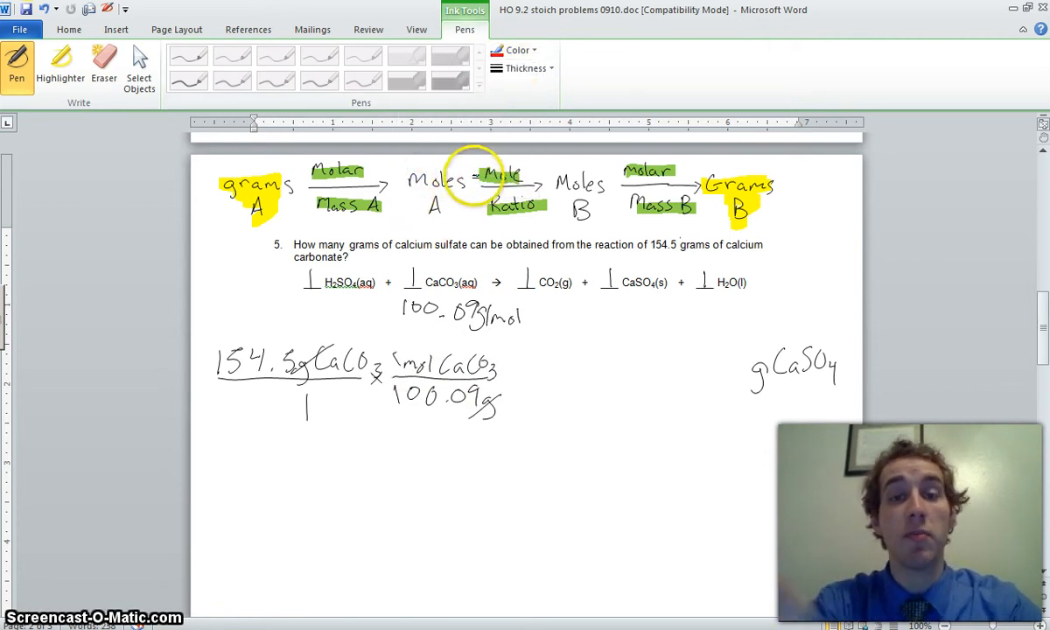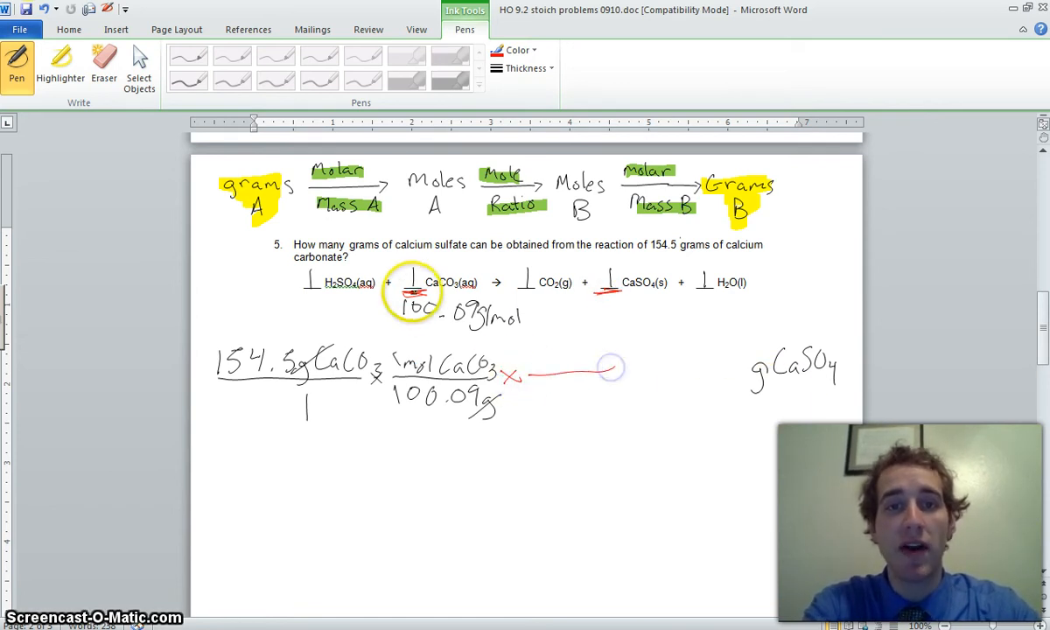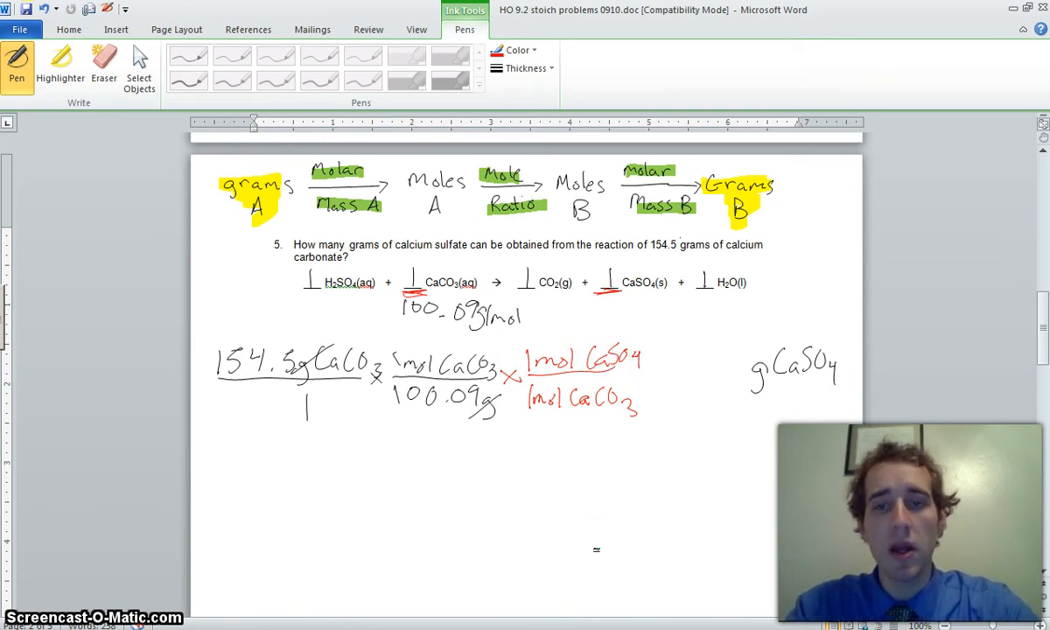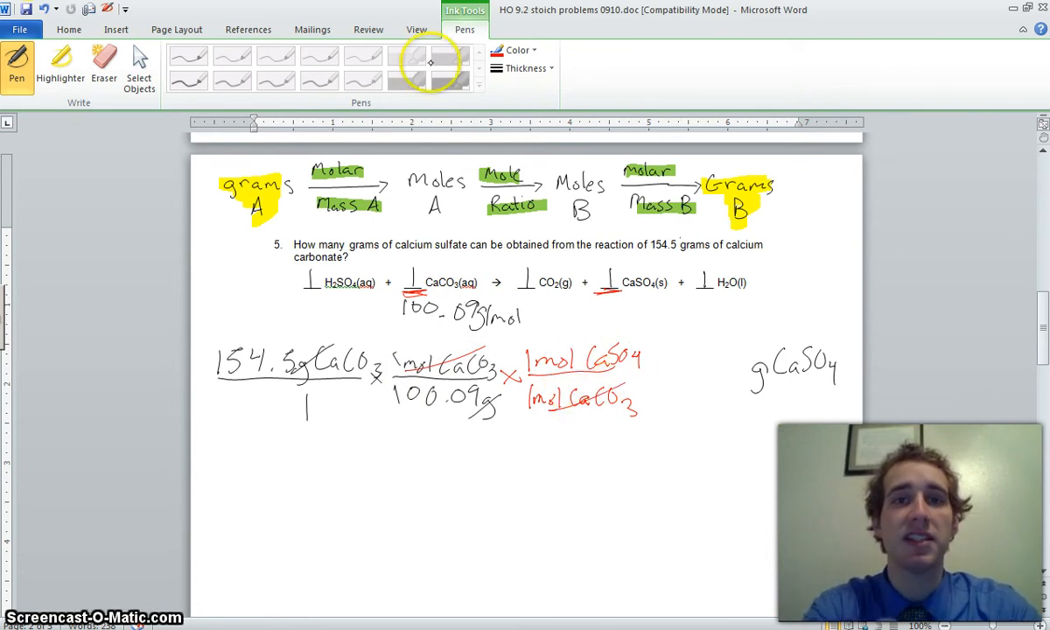We can now use our mole ratio. Awesome, we can use ratio. And if you remember, ratio comes right from the coefficients. We're curious in this particular problem about calcium carbonate and calcium sulfate. So let's go ahead and put in our ratio. We know that for every 1 mole of calcium carbonate, we will produce 1 mole of calcium sulfate. Cool. Moles cancel. We're now into moles of calcium sulfate.